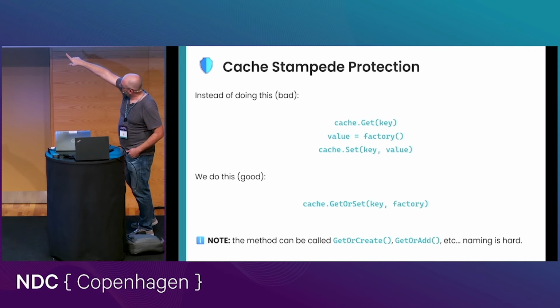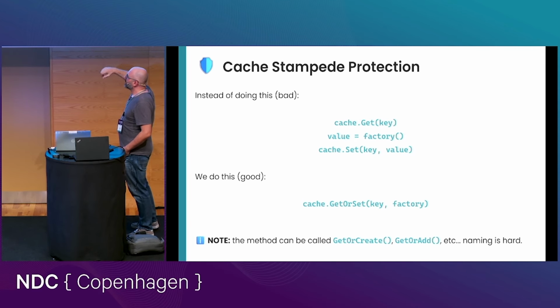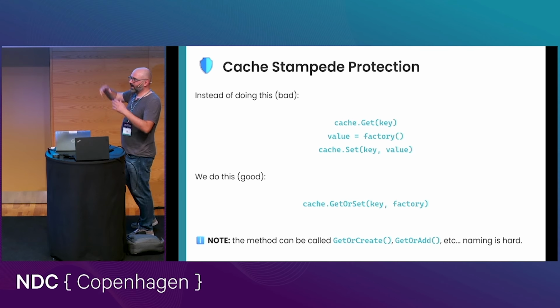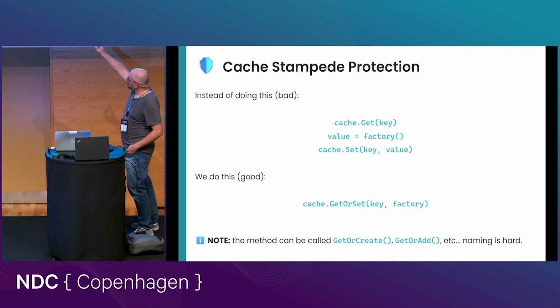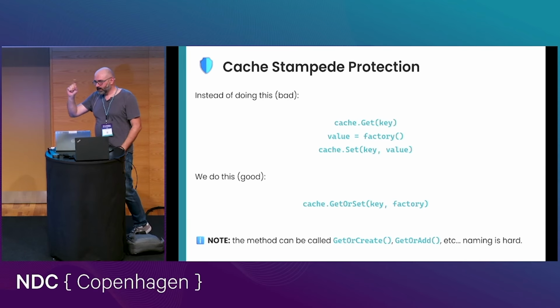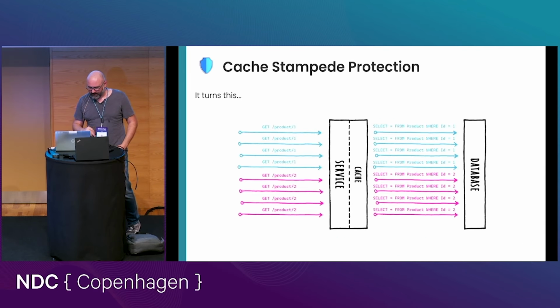Instead, what we do is this, cache.getOrSet. I say getOrSet, but it can be getOrCreate, getOrAdd. Naming is hard. Every library has different names, but you get the idea. If you do this and specify the key and the factory, meaning the lambda, the logic to go to the database, you will be protected. If the cache library supports it, double check it.